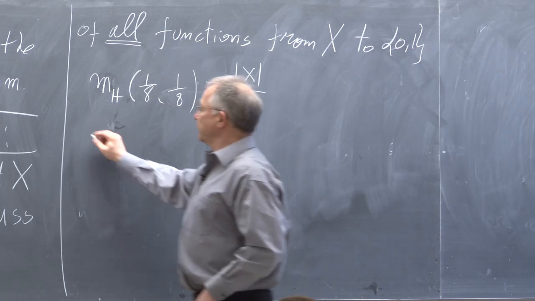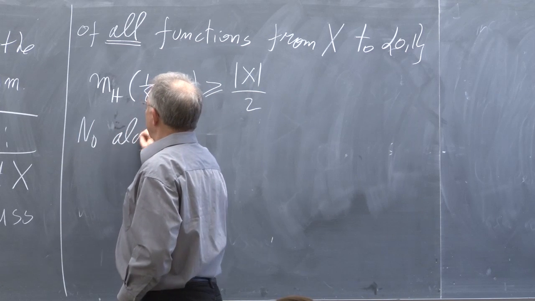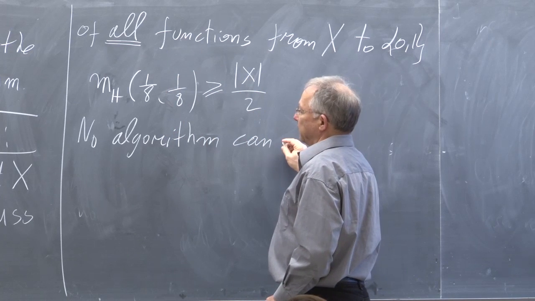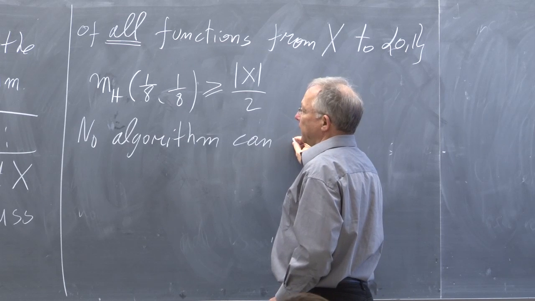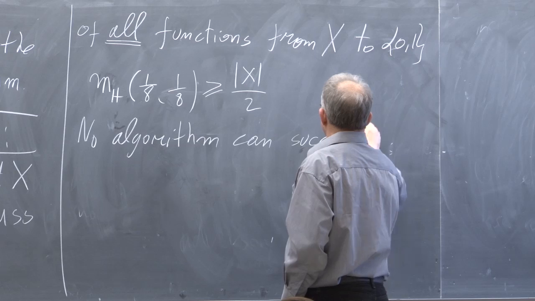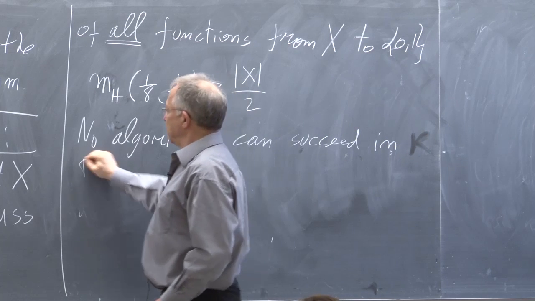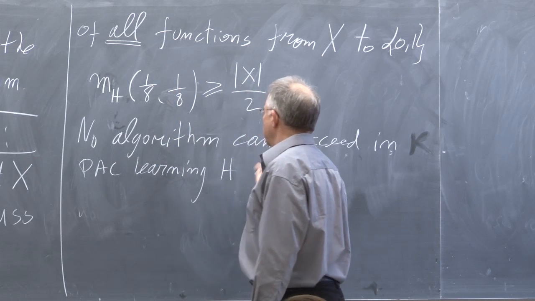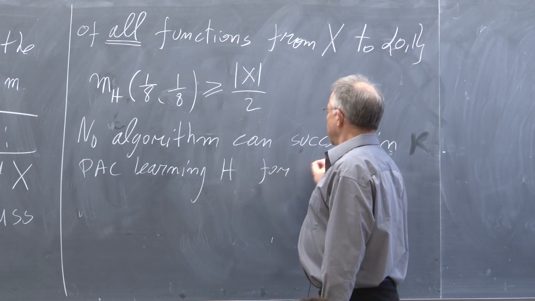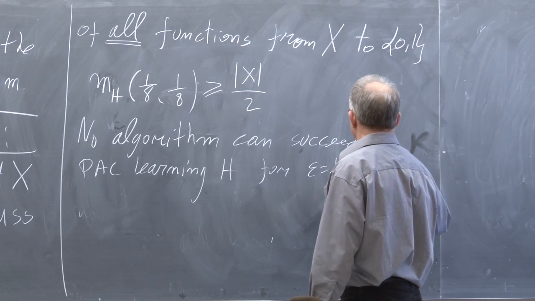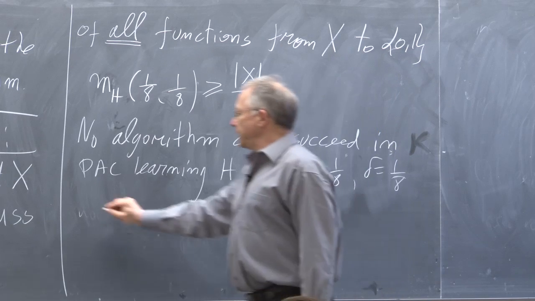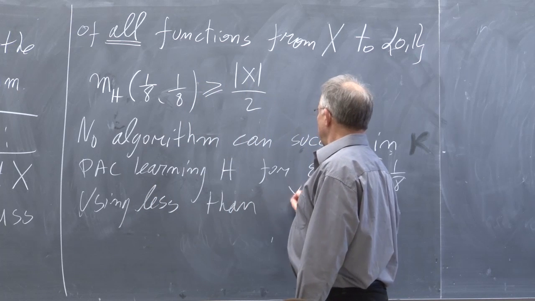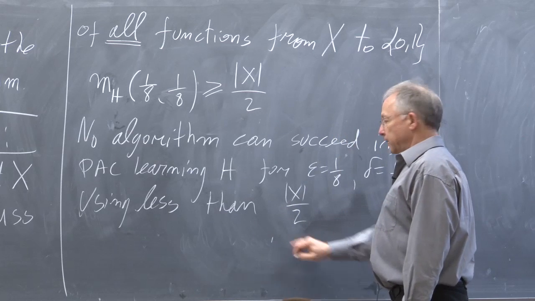Or in other words, no algorithm can succeed in PAC learning H for epsilon equals 1/8, delta equals 1/8, using less than |X|/2 sample size.